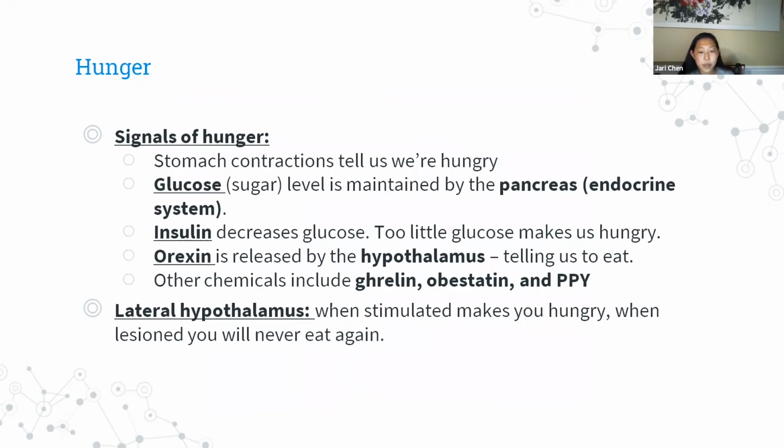This is a big unit in psychology about hunger and how this works. It's a lot, and I'm not going to be going into it. Here's some basic stuff.